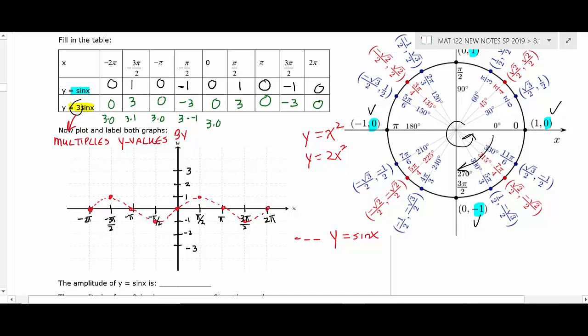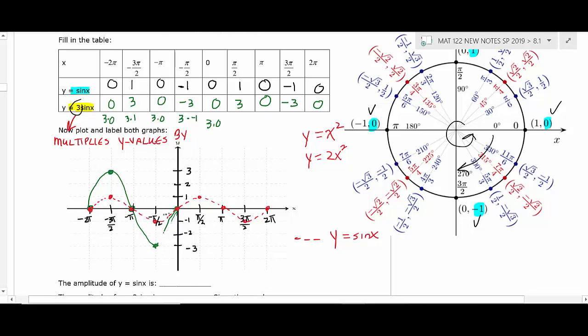Now you want to go ahead and just plot this second row. So we have negative 2 pi, 0. That's the same point. Then you have negative 3 pi over 2, 3. So that value stretches. Negative pi, 0. Negative pi over 2 is down to negative 3. And then 0, 0. So right here, if you connect those dots, that gives you the first period or cycle of the graph that we're constructing. So it goes like that. And then you just repeat it from there.